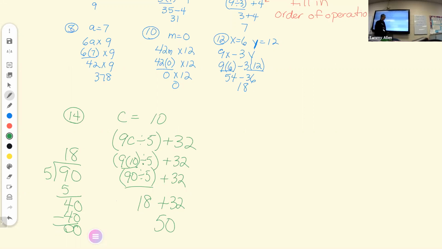Now, what kind of a label do we need with it? Piper? 3. Degrees? Is it Celsius or Fahrenheit? Fahrenheit. Okay. So if it's 10 degrees Celsius, it's 50 degrees Fahrenheit. Yes? How did you get this?